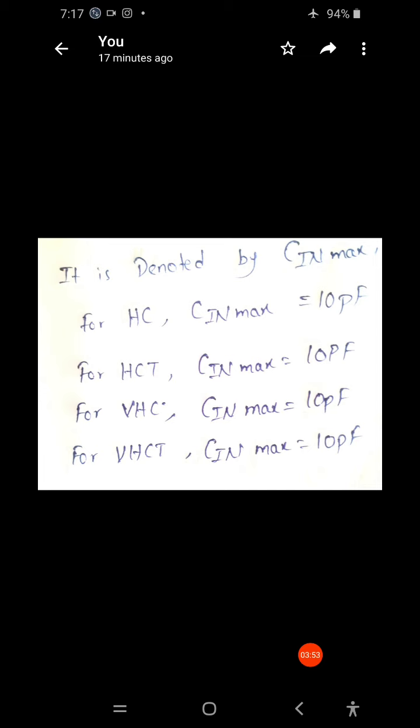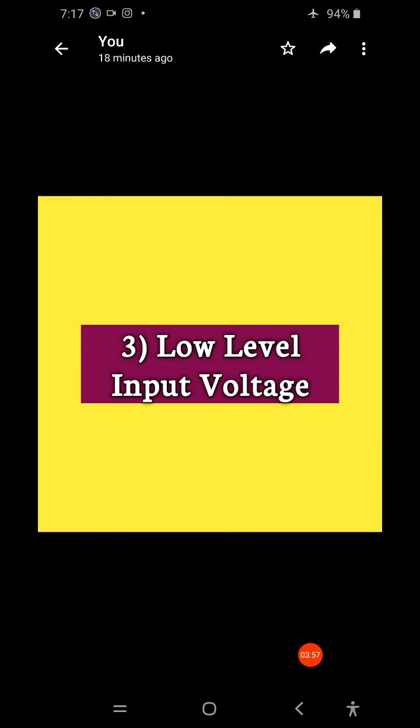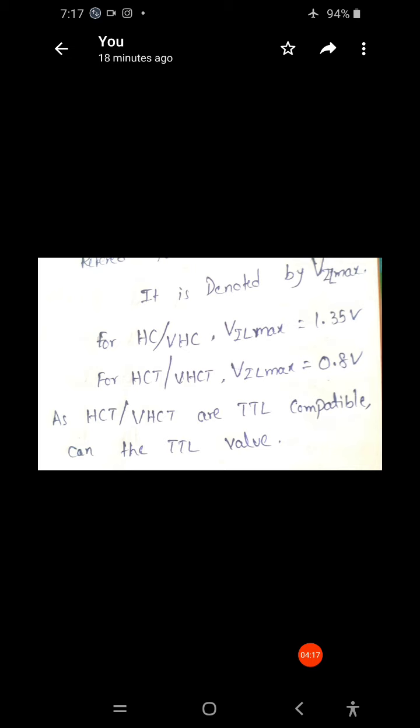Next, the third one, low level input voltage. It represents the maximum input voltage which is referred to as the low value. It is denoted by VIL max.